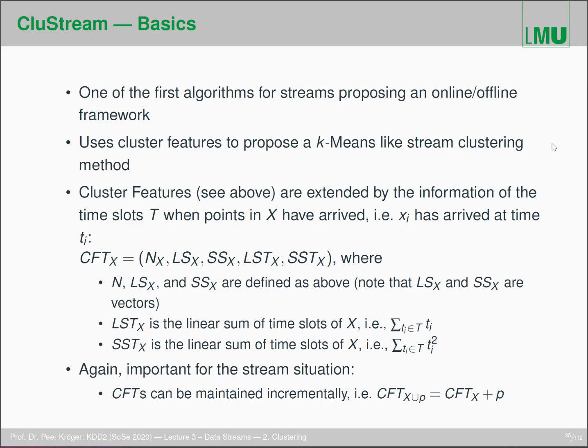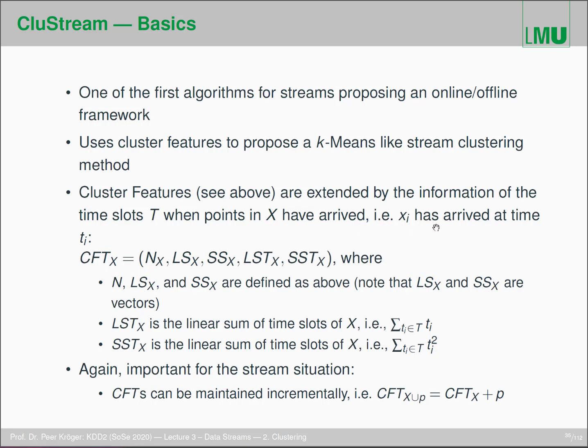Now, the cluster features are actually used by one of the first algorithms for stream clustering that uses this online-offline framework, which is CluStream, a variant of k-means. The cluster features are used to transfer k-means to a stream-like clustering method. The cluster features from above are a little bit extended, namely by the information of the time slots when the points in X have arrived. We'll see right in a minute why.